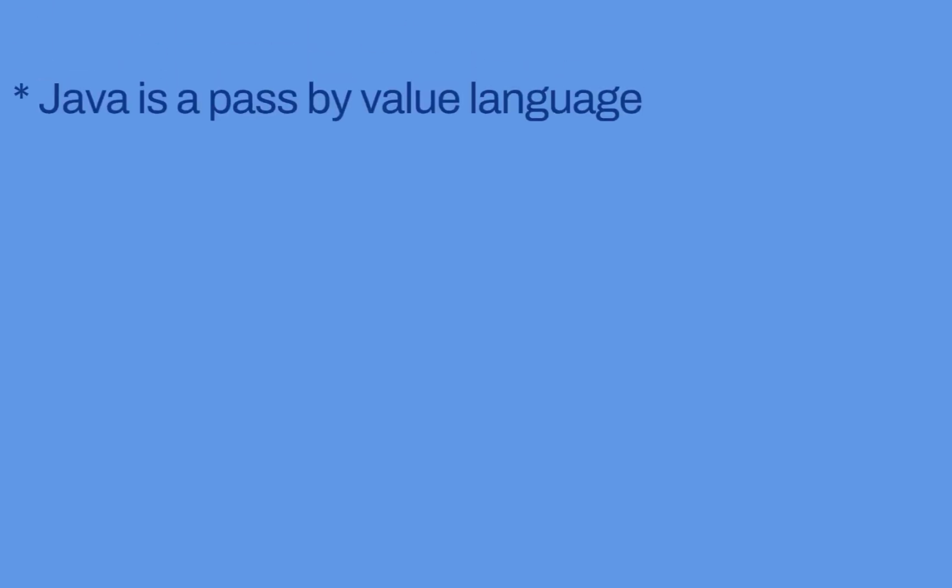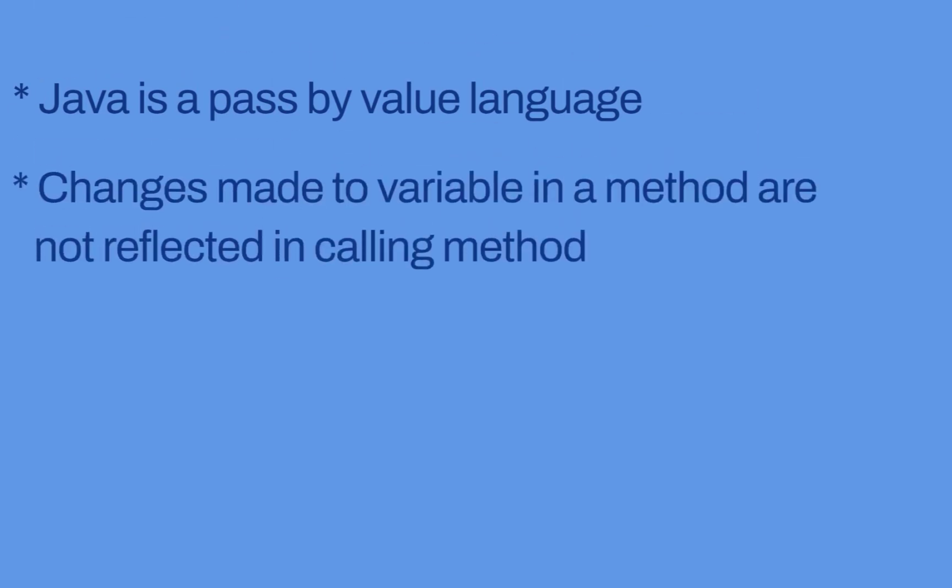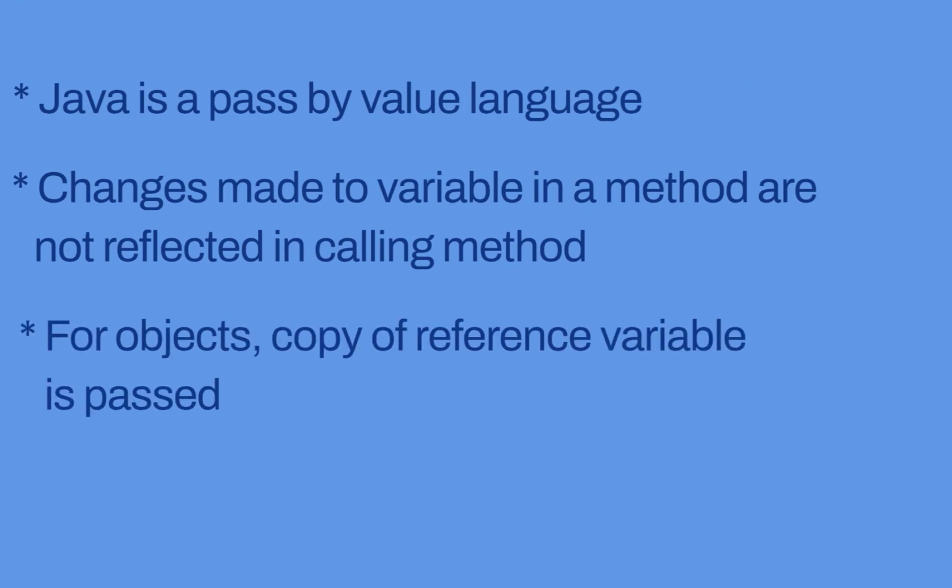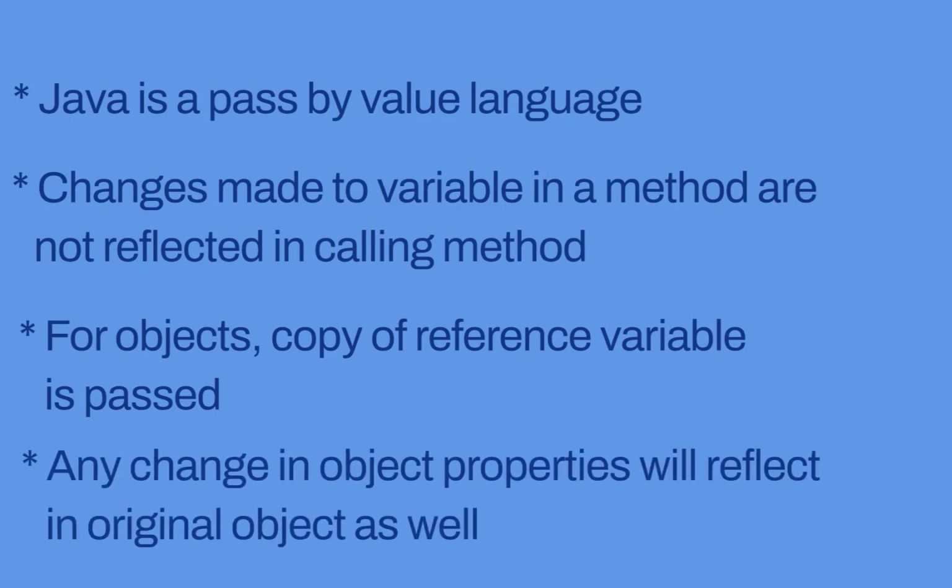To conclude, Java is a pass by value language where all the variables are passed as a copy to methods. Any changes made to the values inside the method body are not reflected in the calling method. If the passed variable is an object, then a copy of the reference is passed. Any changes in the properties of object variables are reflected in the calling method as well, and this is because the copy reference variable and original variable point to the same memory location.